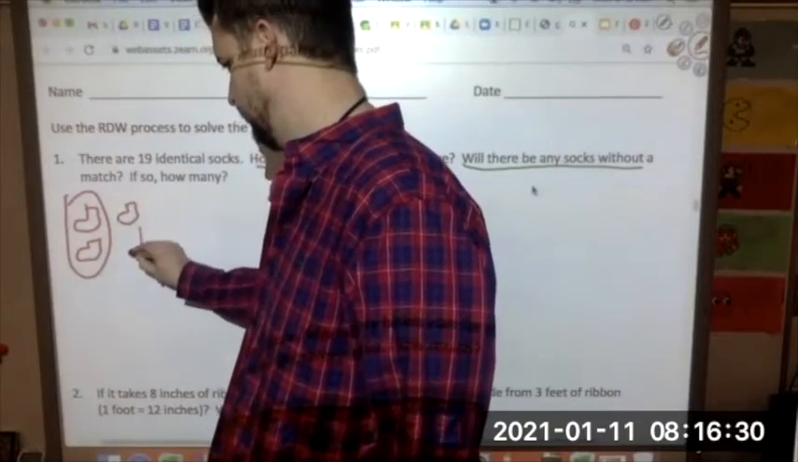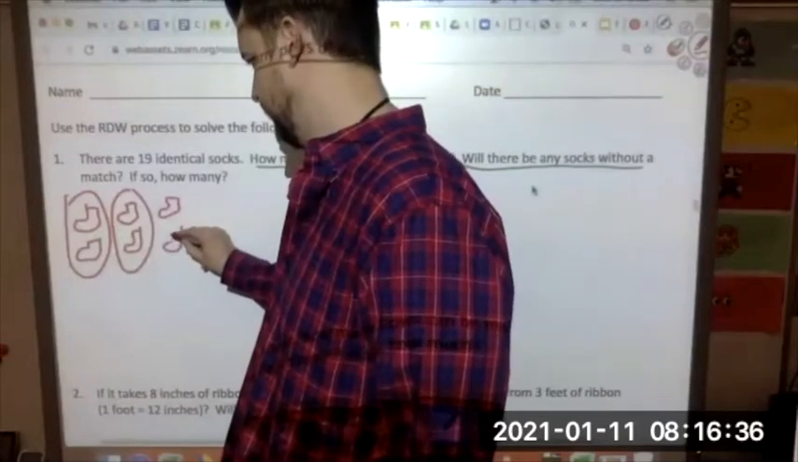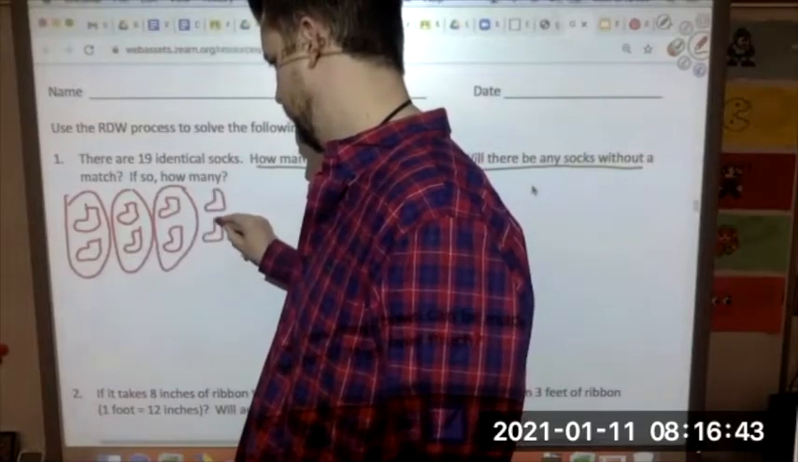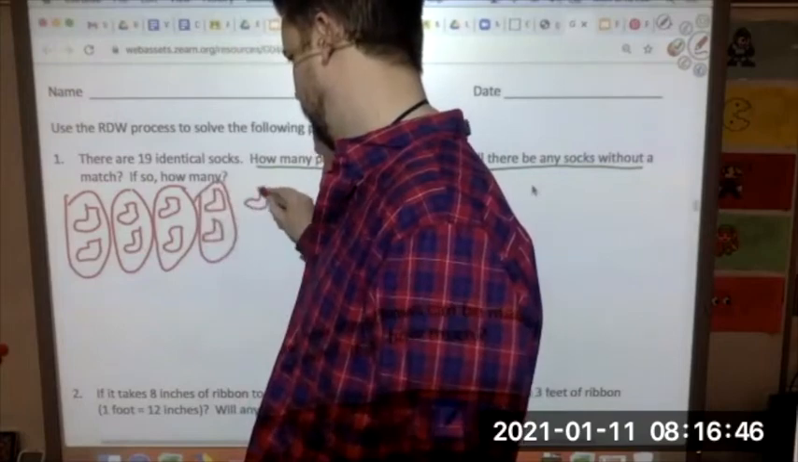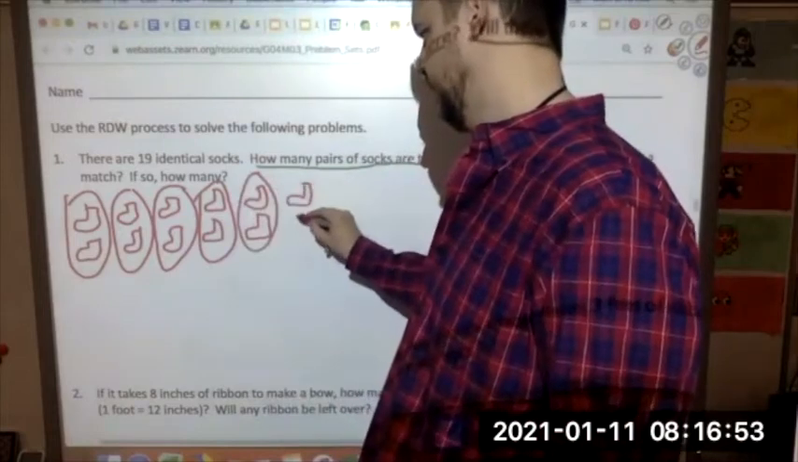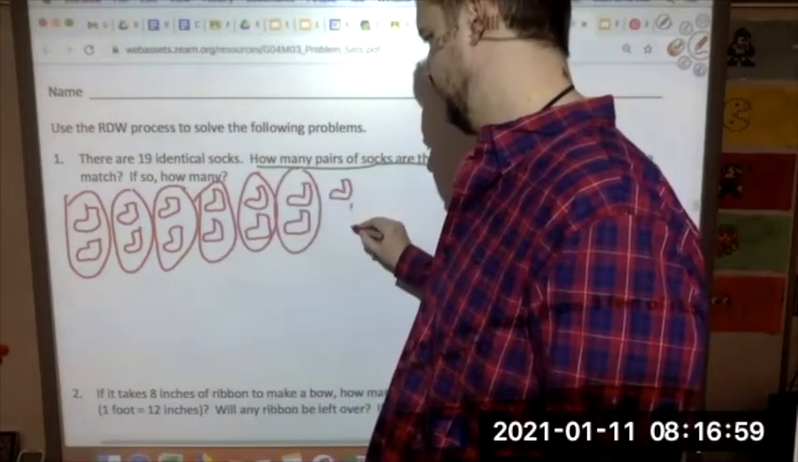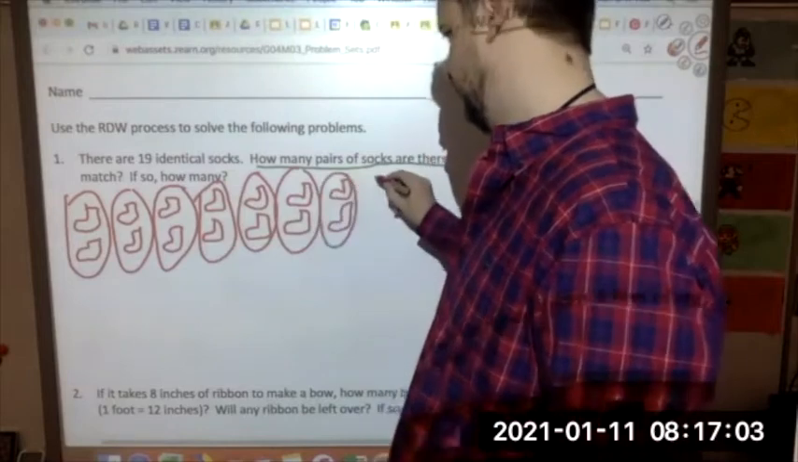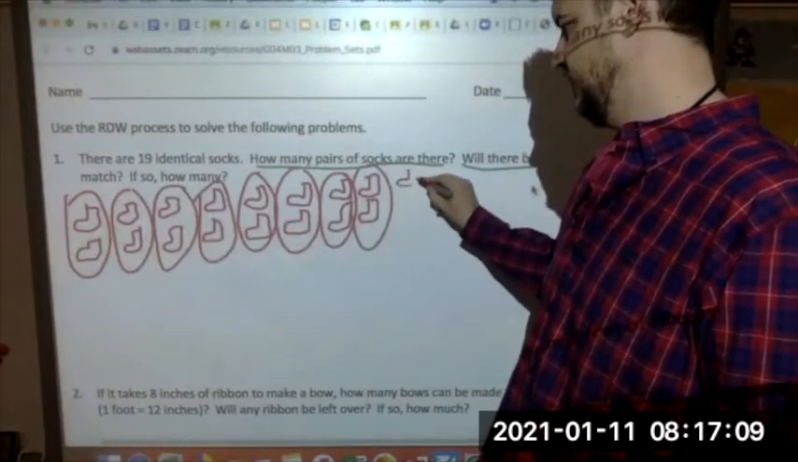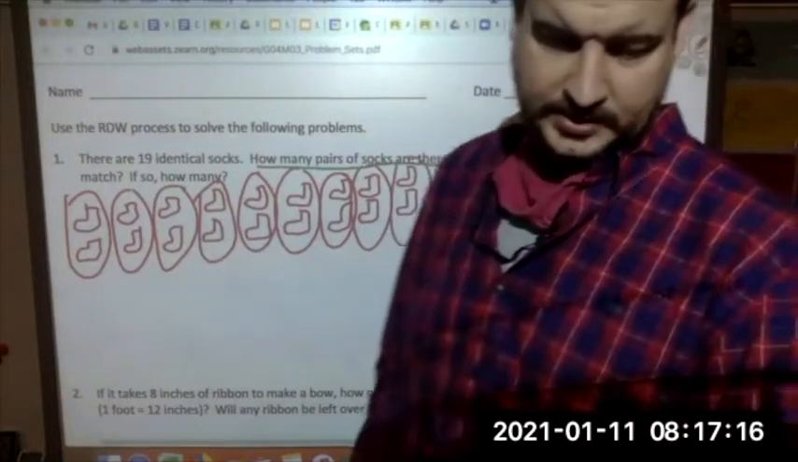3, 4, 5, 6, 7, 8, 9, 10, 11, 12, 13, 14, 15, 16, 17, 18, 19. So there's 19 socks right there.